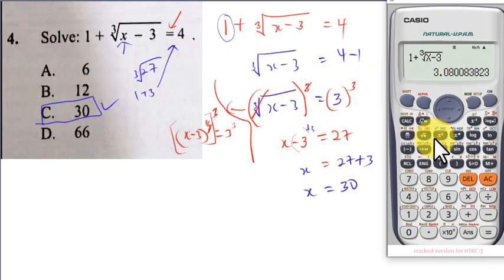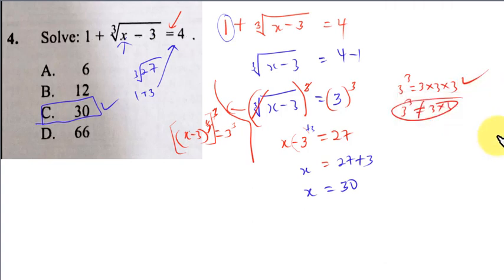Let me try C. If C is the correct answer, I should get 4, because the left and the right hand side must be equal. If I press on calc again, the answer C is 30, so I press 30 and I press on the equal sign, I should get 4, and of course I see 4 here, so that is the correct answer. Now when I try 66, calc 66, I get 4.979. It is not 4, so the correct option is C.